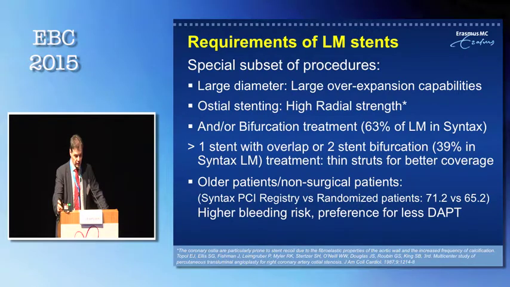A lot of the left main treatments include bifurcation treatments. 63% of the left main in the original Syntax trial had bifurcation treatment, and bifurcation treatment is either one stent or two stents, which was 39% of the left main in Synergies, but also one stent, usually then overlapping distally in extended disease, depending on how high your Syntax score is.